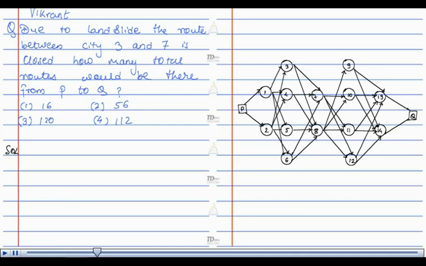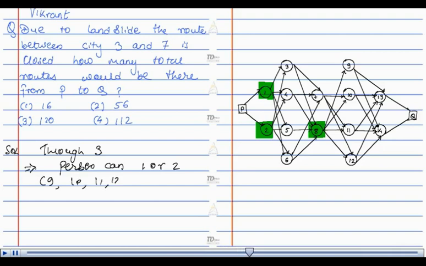if one were to take a route passing through 3, then the number of routes available will be, a person can go from either 1 or 2, where he has to proceed to 8, that is, through 1 and 2, he can move directly to 8. Then, from any of the 4 cities, that is 9, 10, 11 and 12, and then from these cities, he can proceed to cities 13 and 14.